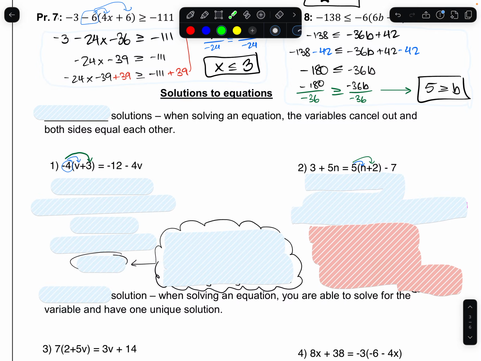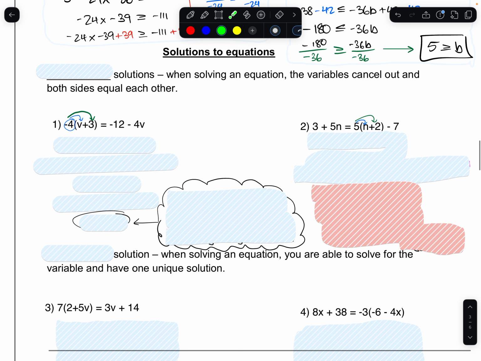All right, and that's it for our first objective about inequalities. We're changing gears here. We're looking back at equations now for the rest of the notes. There's 3 possibilities when you're solving an equation. You might have infinitely many solutions.